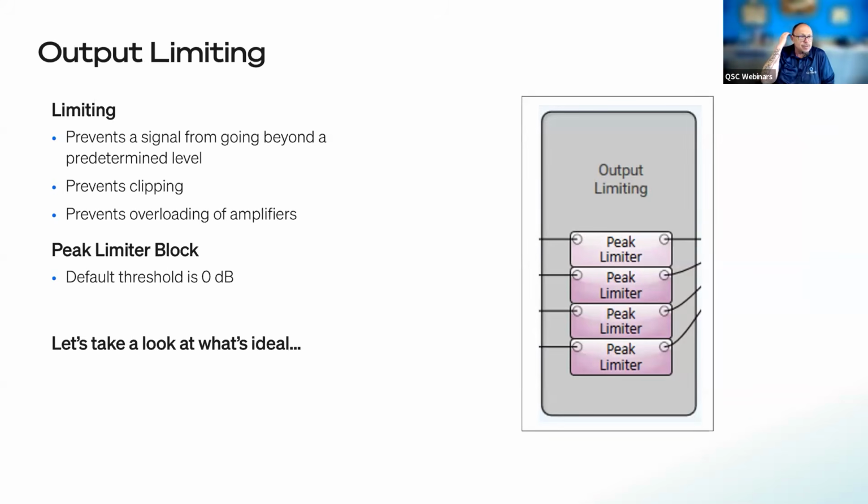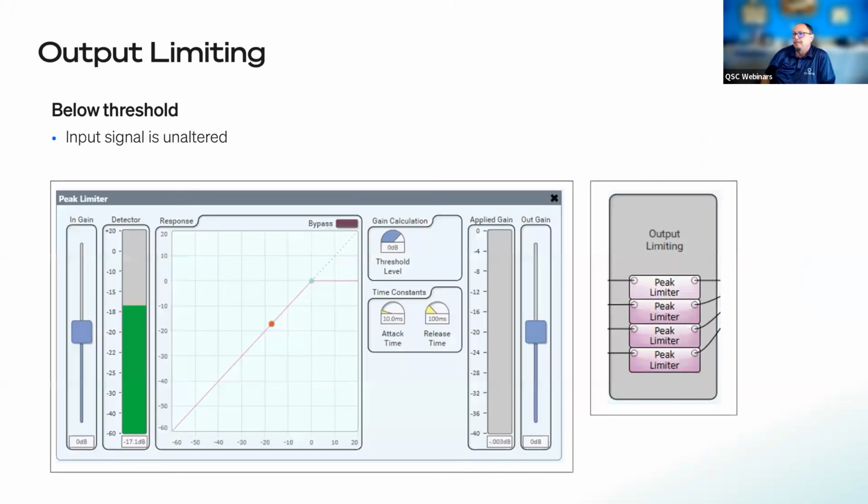Output limiting. This will prevent a signal from going beyond a predetermined level. It prevents clipping of any downstream devices and prevents overloading of amplifiers and other things that go down there. In the peak limiter block, the default threshold is 0, but let's take a look at what's ideal.